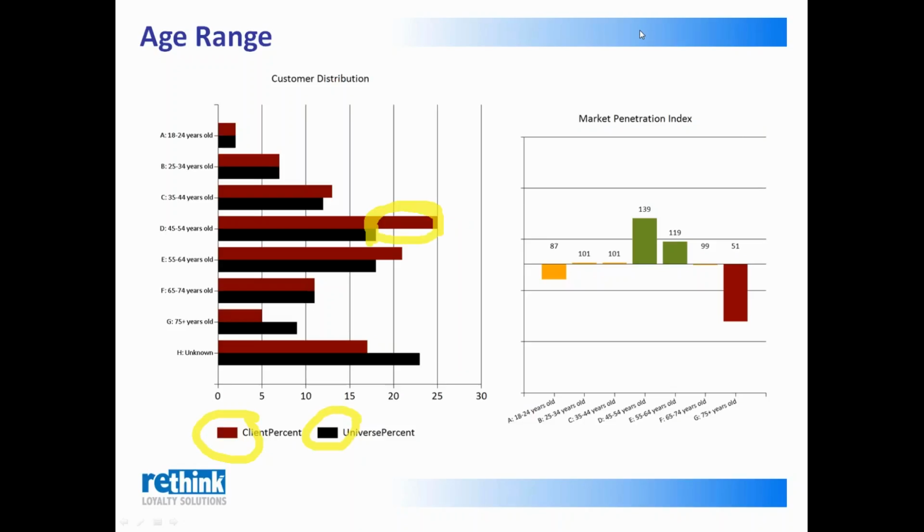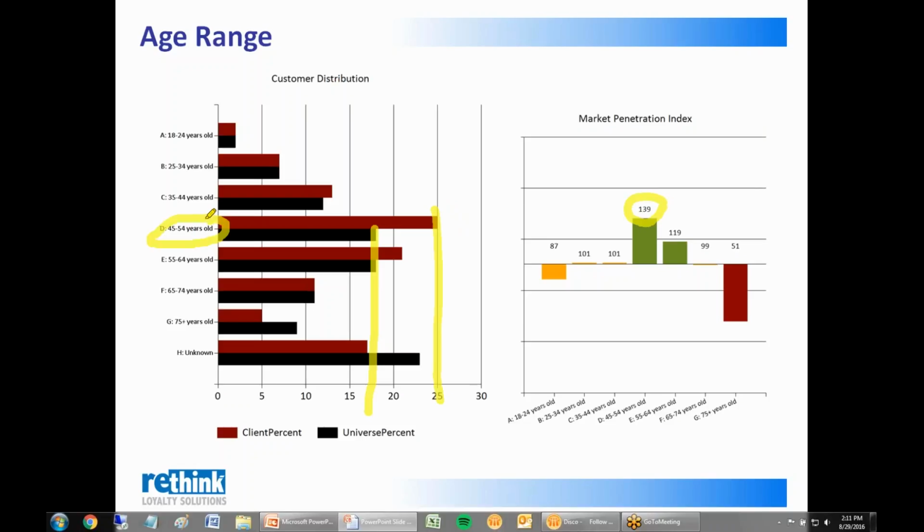And the way we quantify the magnitude of that sweet spot is we divide the customer percent by the universe percent, and we multiply by 100, and we get an index. In this case, 139 for the age range of 45 to 54. What that tells us is that people who are 45 to 54 years old are 1.4 times, or 1.39 times, more likely than average to become a customer of Pacific Park Animal Hospital.